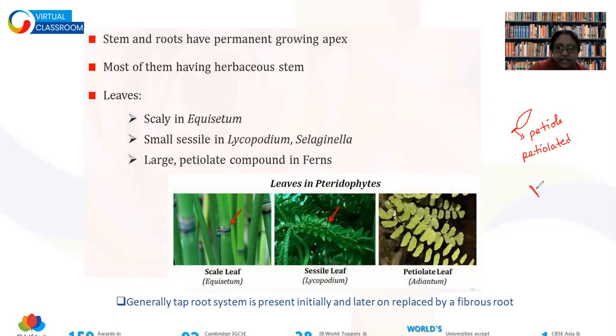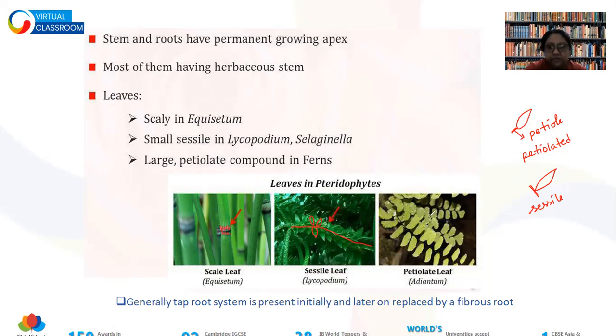If the leaf is attached to the stem directly, and no petiole is there, we call them sessile. So here in this case, you can see, if this is the midrib or the stem, the leaves do not have any kind of attachment stalk. That's why we call them sessile leaves. Here the leaves are scaly.